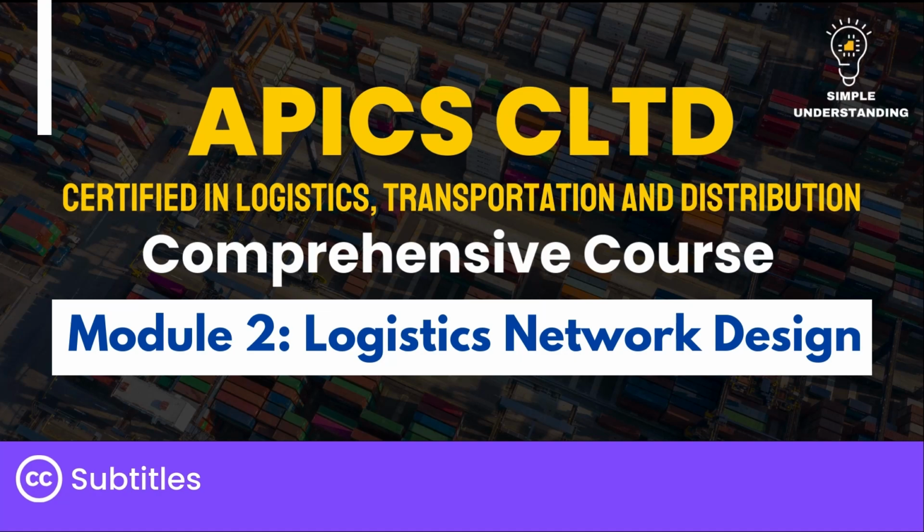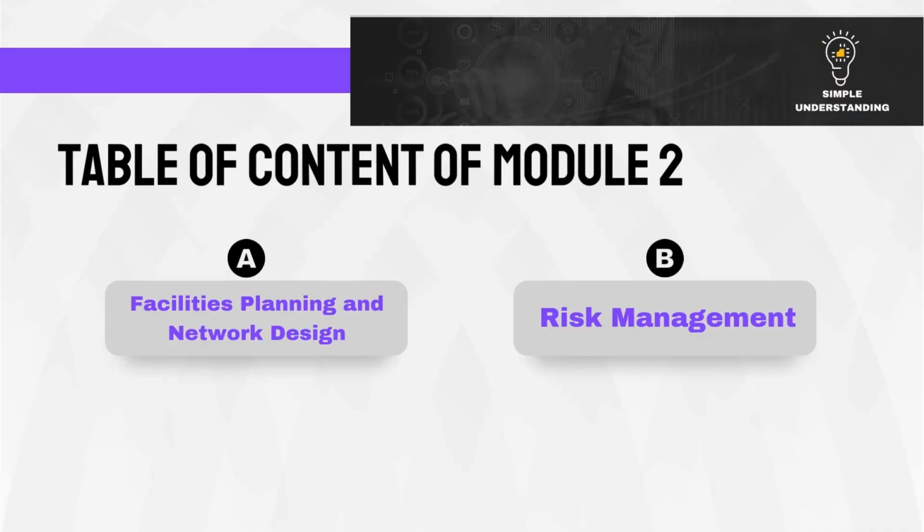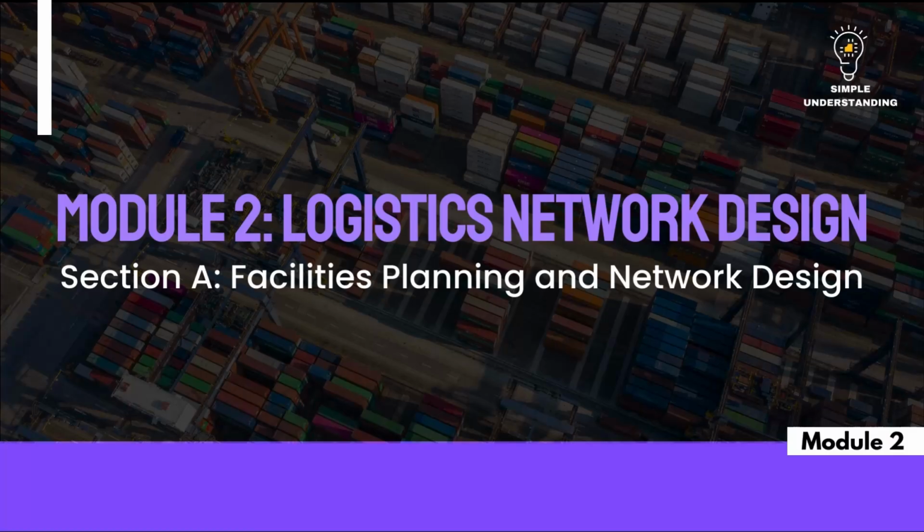Module 2, Logistics Network Design, which consists of two sections: Section A, Facilities Planning and Network Design, and Section B, Risk Management. Let's begin with Section A, Facilities Planning and Network Design, with 15 detailed points. This section explores the strategic importance of facilities planning and network design, focusing on optimal facility placement, network configuration, and the impact of these decisions on efficiency and customer satisfaction. Each point includes in-depth explanations and real-world examples.